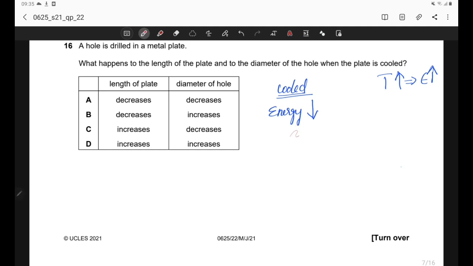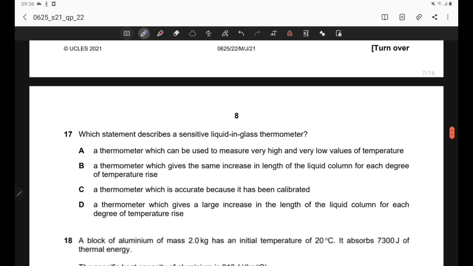When the energy reduces, the molecules won't be vibrating as fast, so there won't be as much space in between these molecules. So we can say the molecules will come closer, which will cause that metal plate to shrink. So when a metal plate shrinks, what happens? Its length will decrease and even the diameter of the hole also will decrease because it totally shrinks. Therefore, the correct answer is option A.